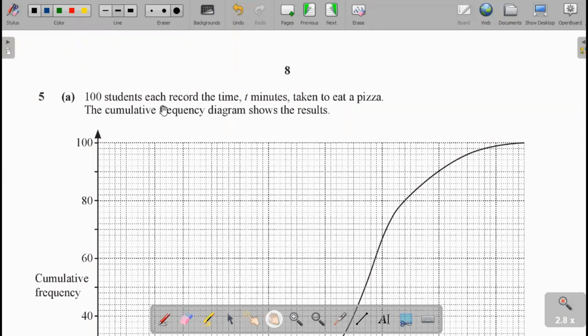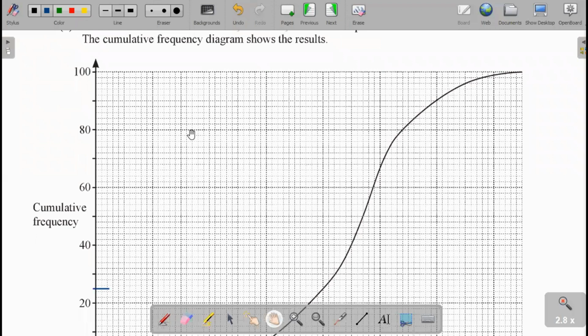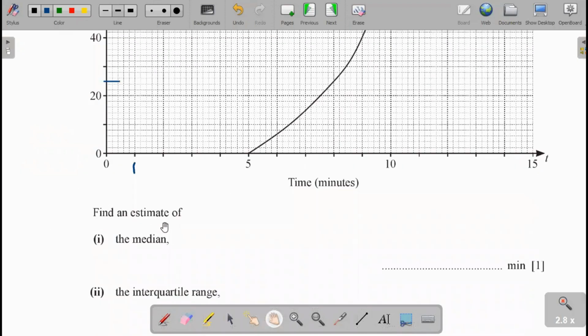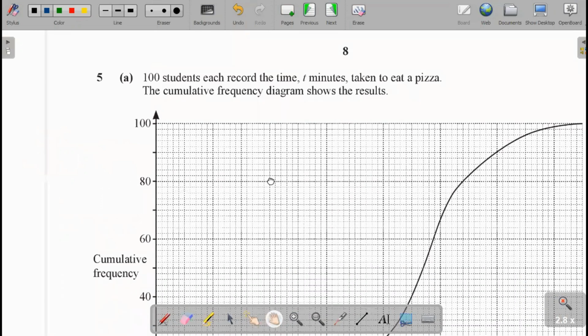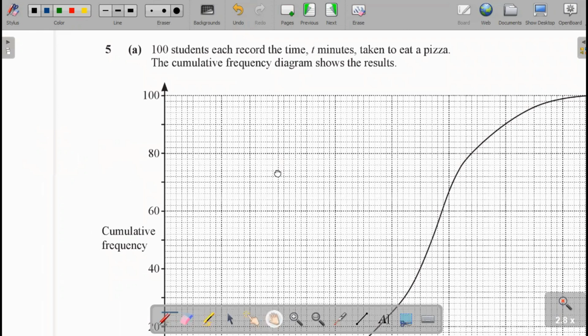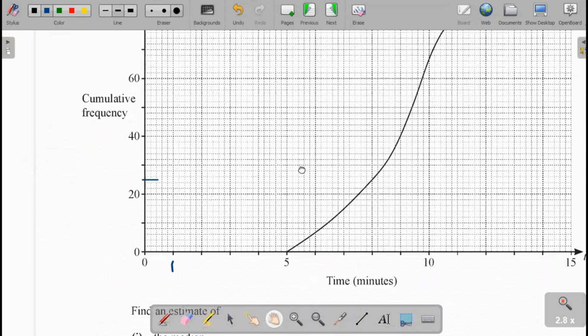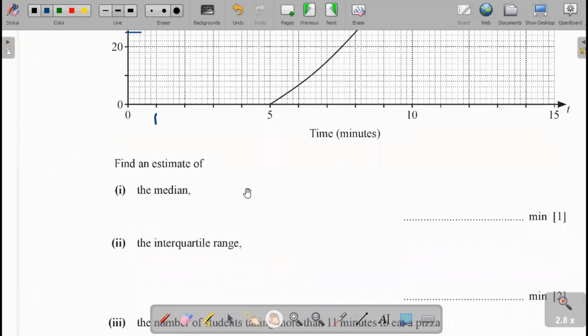Question 5, part A: 100 students each record the time t minutes taken to eat a pizza. The cumulative frequency diagram shows the result, and this is the cumulative frequency graph. Now you see here, find an estimate of the median. The total frequency is 100 students. Therefore, the middle value of the data is the answer. To find the middle value, the median is the middle value, and that is equal to 100.